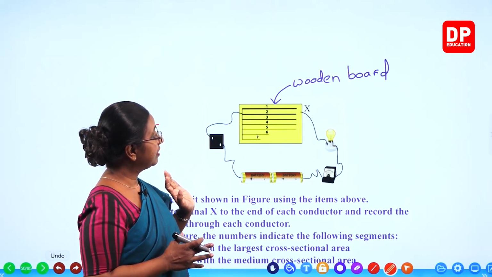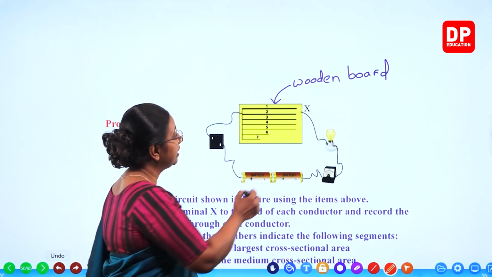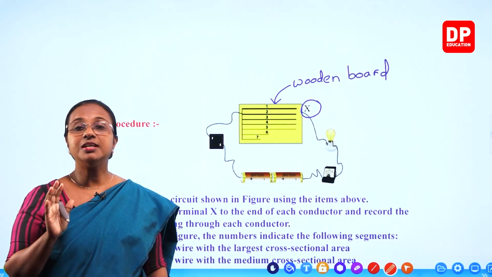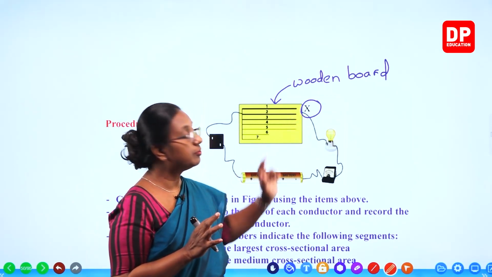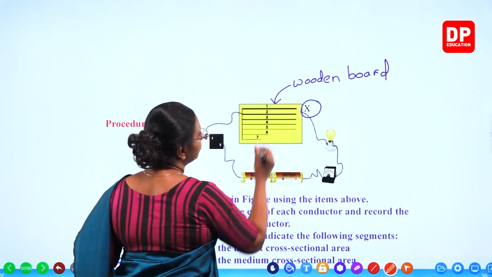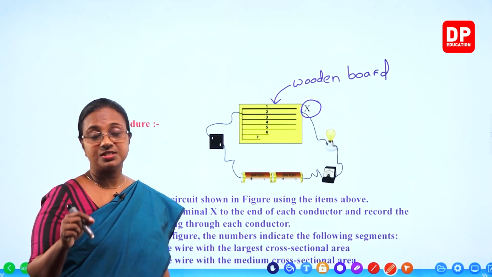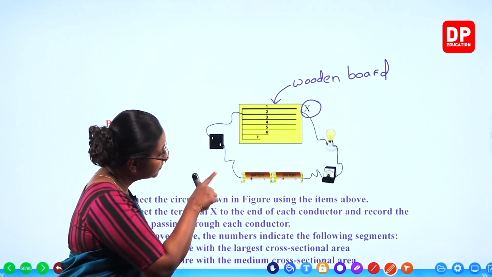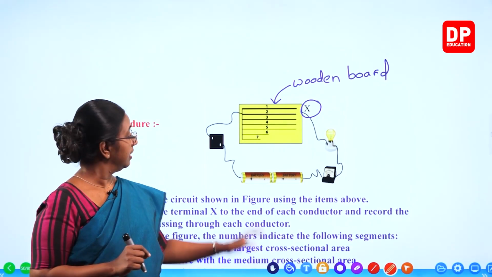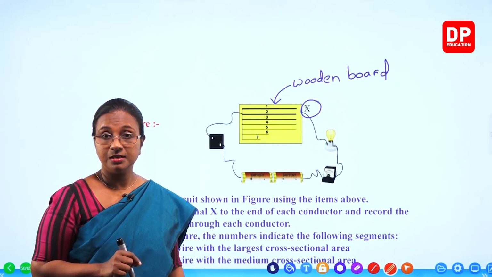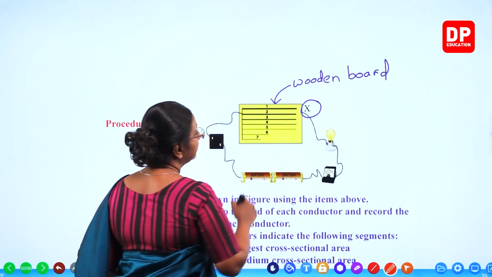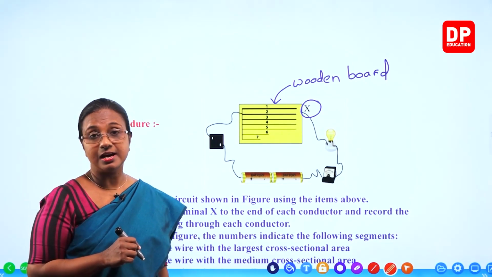So after everything is connected, what we do is, now you can see this part of the wire X that is not connected anywhere. It's just on the board. So what we do is, we connect this X to the end of the first wire. Then you observe the bulb and the ammeter reading. Then you switch the circuit off, remove the wire, connect it to the second conductor.